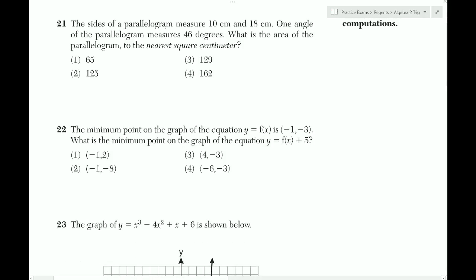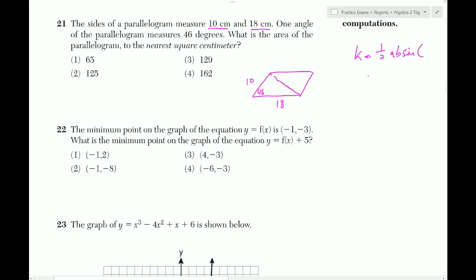Alright, the sides of a parallelogram measure 10 centimeters and 18 centimeters. So, here's a quick sketch, 10 by 18. One angle of the parallelogram is 46 degrees. That's this small one. What is the area of the parallelogram to the nearest square centimeter? Okay. So to do this problem, we can imagine it as two separate triangles. And we can use our area formula for triangle, which is K equals 1/2 AB sine C. That's our new area formula for triangles.